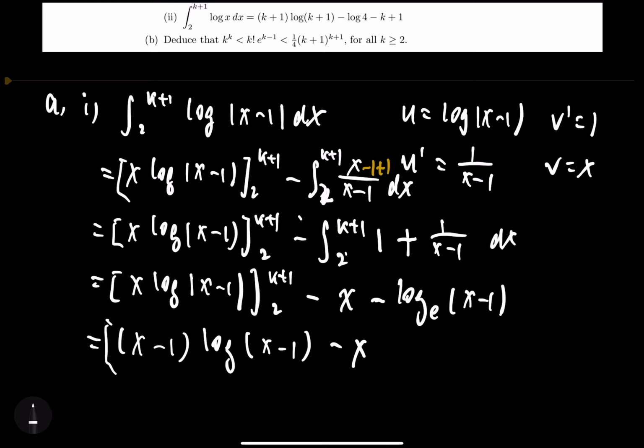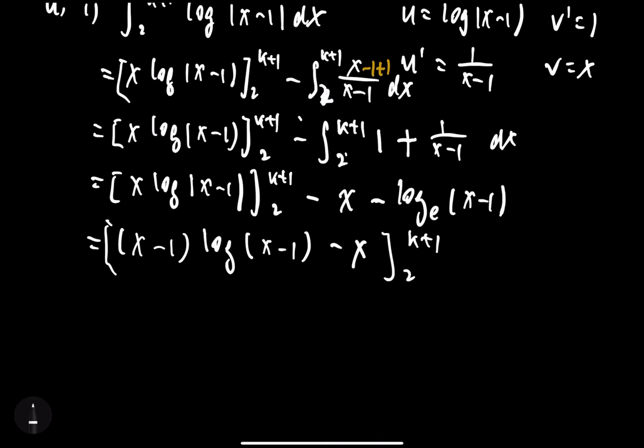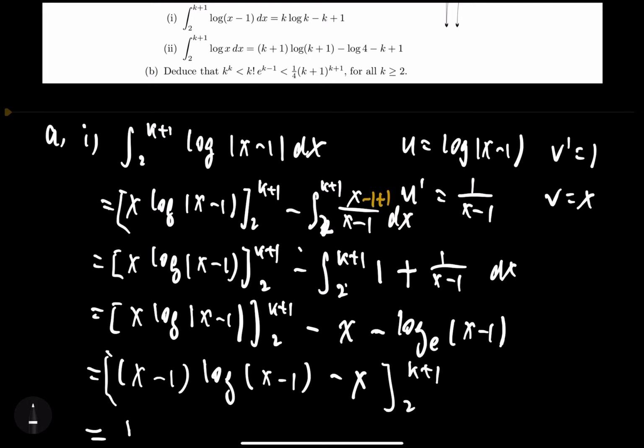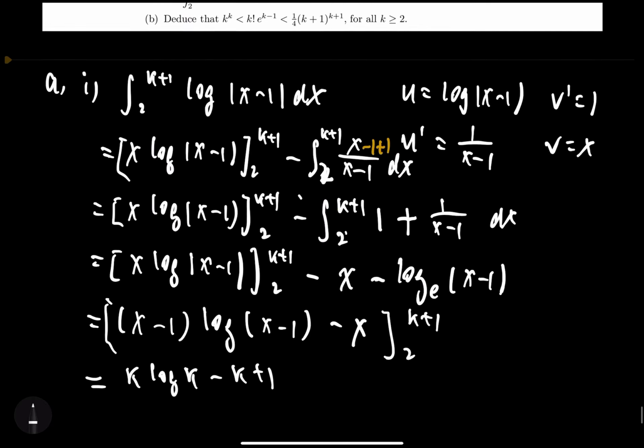With the limits 2 and k plus 1. Then we substitute in the limits, and we can prove it. That equals k log k minus k plus 1 after we substitute the limits. So that's the first half of the question.